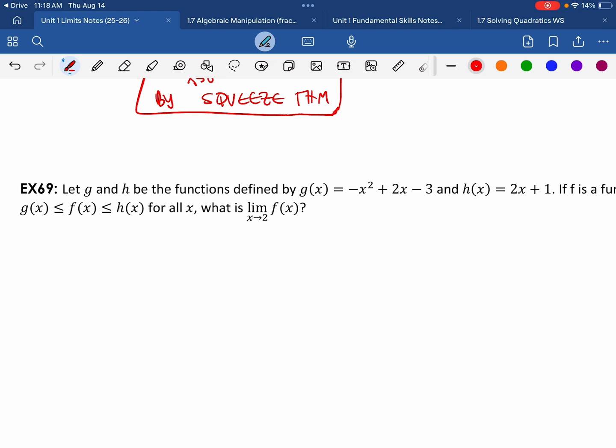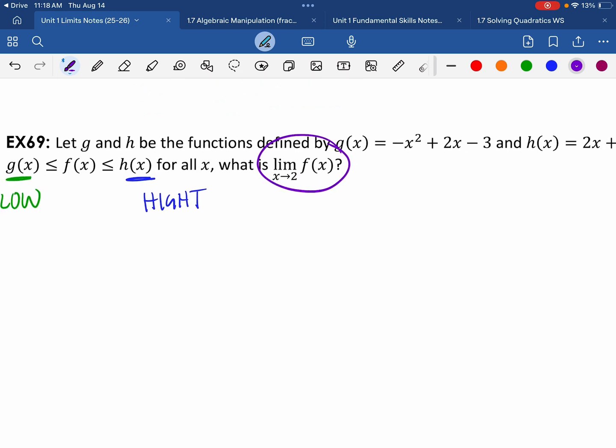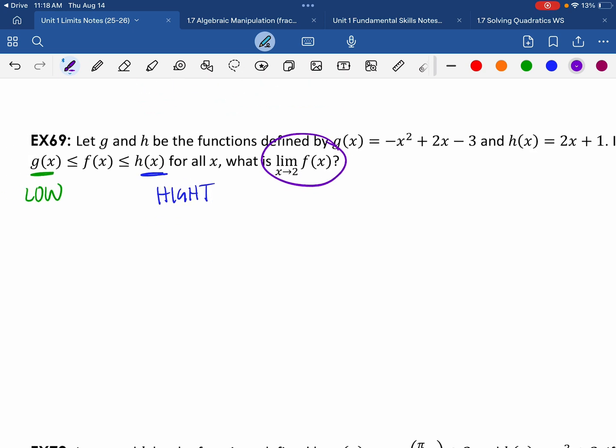All right, so on the next one, I've got g of x, which is my low function, and I've got h of x, which is my high function. And on this one here, the limit is approaching 2. So make sure you pay attention to the x value you're approaching. It's not always 0. A lot of times it is, though.